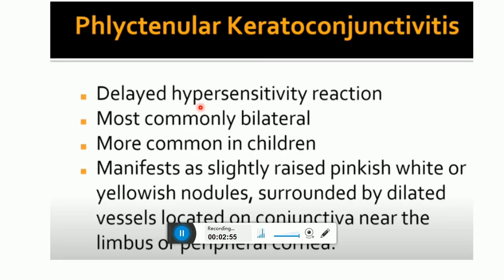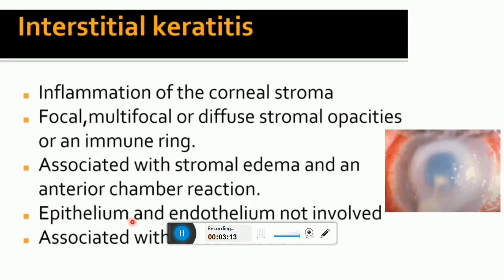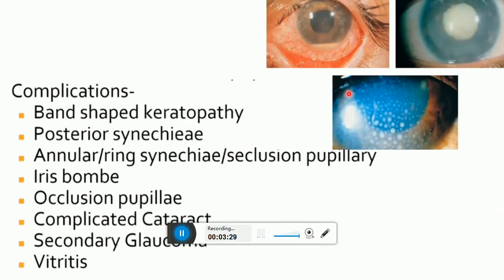TB can also cause phlyctenular keratoconjunctivitis due to delayed hypersensitivity reaction, which may be bilateral and more common in children. TB can also cause tuberculous scleritis, which is due to direct spread from a local conjunctival lesion or via hematogenous spread. It can also cause interstitial keratitis, which is inflammation of the corneal stroma. Focal, multifocal, or diffuse stromal opacities or an immune ring may be there, associated with stromal edema and anterior chamber reaction. Anterior uveitis is common and is usually granulomatous.